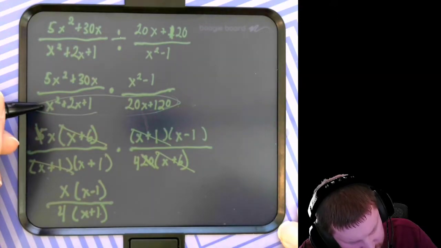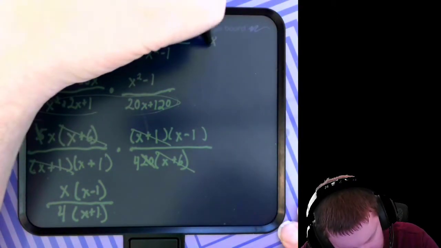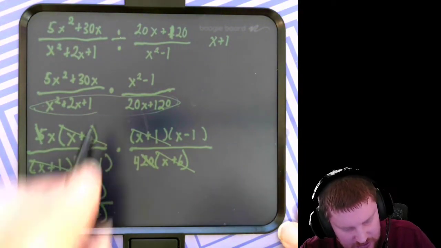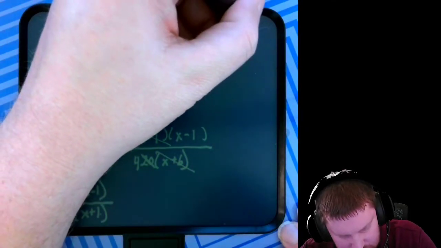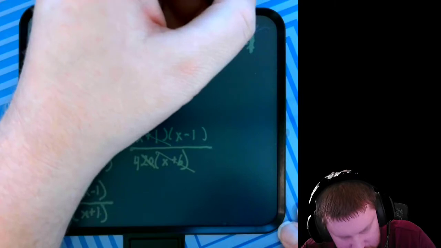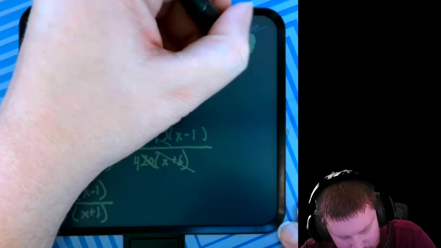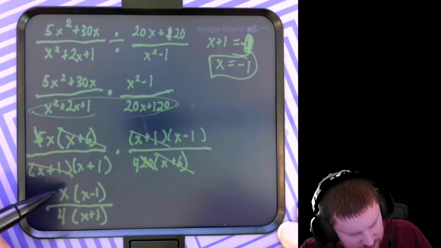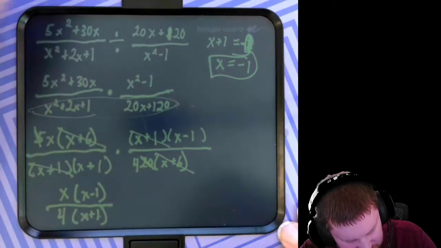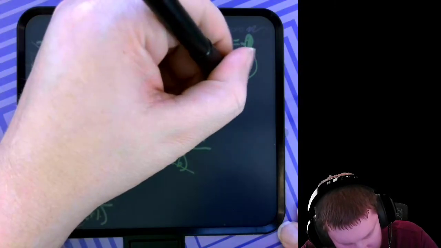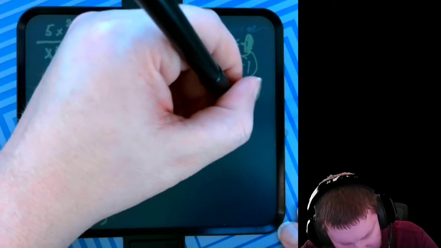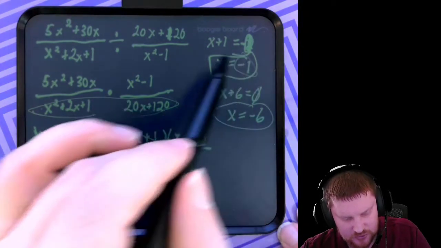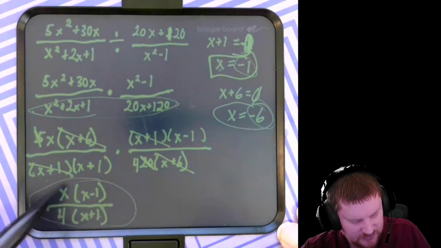My excluded values are x plus 1. Twice, I have x plus 1 two times. So that equals negative 1. Sorry, that equals 0, and that means x equals negative 1. But I have 2 copies of that, so I'll have to type in negative 1 twice. And then I have x plus 6 equals 0, meaning x equals negative 6. So negative 1 twice, negative 6, and here's my answer.